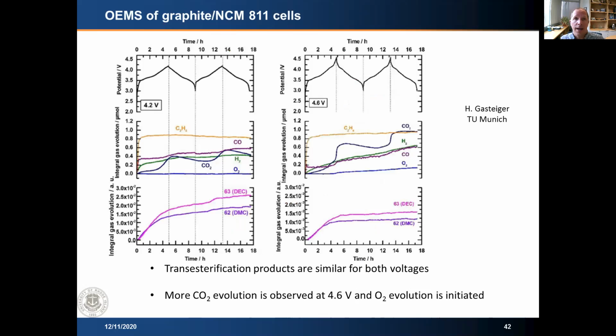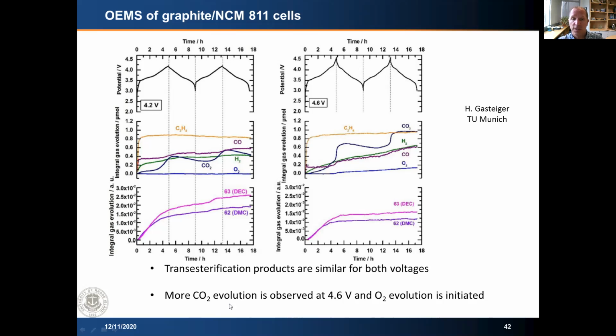If we do online electrochemical mass spectroscopy in collaboration with Hubert Gasteiger at TU Munich, once again we observe the generation of trans-esterification products. We started off with EMC as the electrolyte, and we see trans-esterification of the EMC to generate both DEC and DMC. However, there's virtually no difference in the concentration of the trans-esterification species for the cell charged to 4.2 volts versus the cell charged to 4.6 volts.